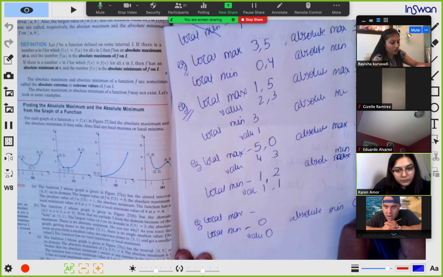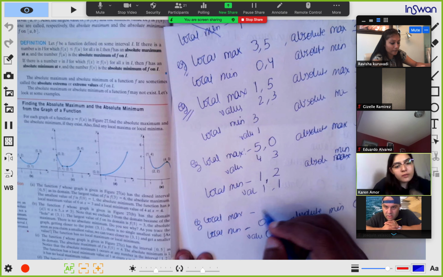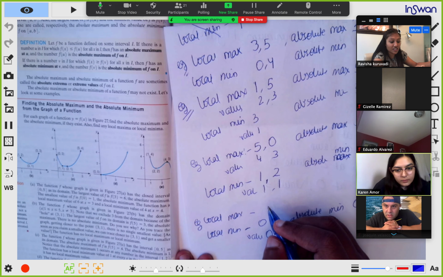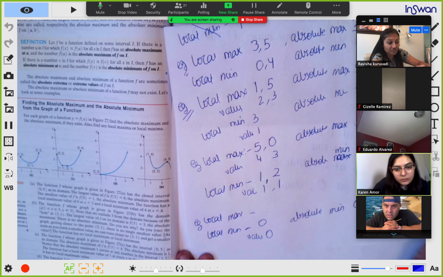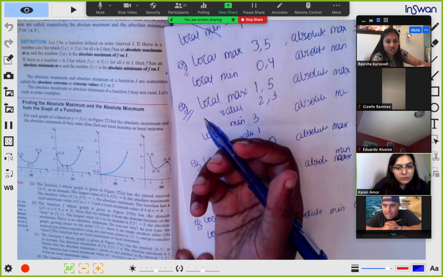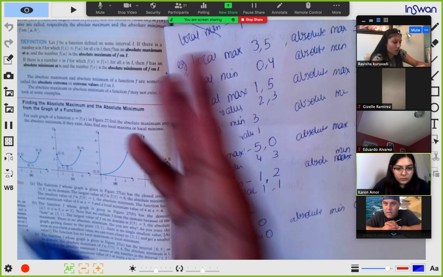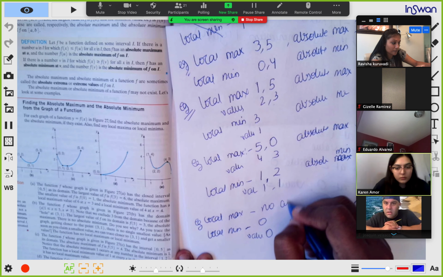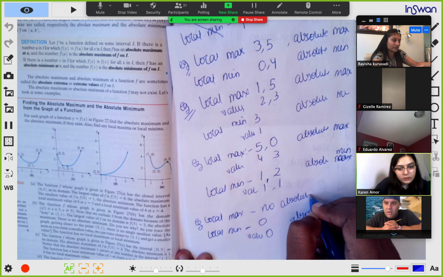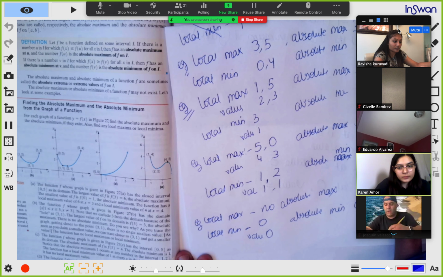Okay. What about local maximum? Infinity? Yep. There isn't any because you don't know, right? It just keeps on going. So there is no absolute maximum.